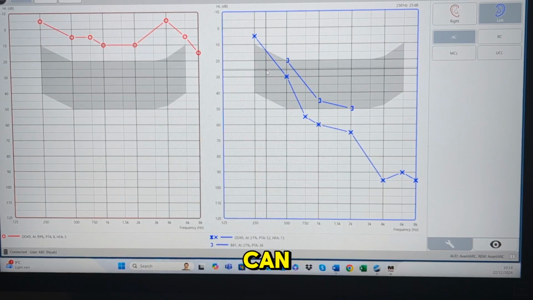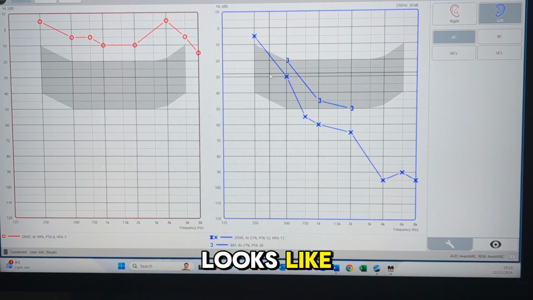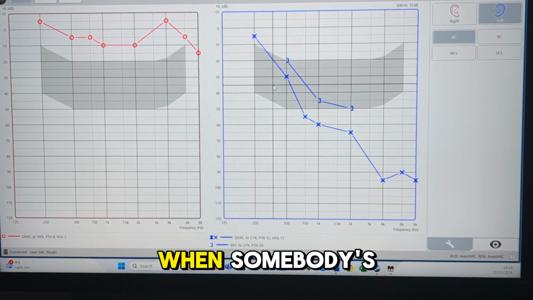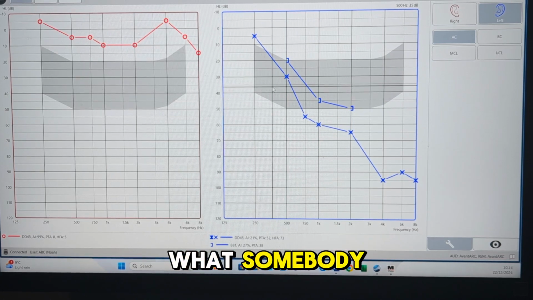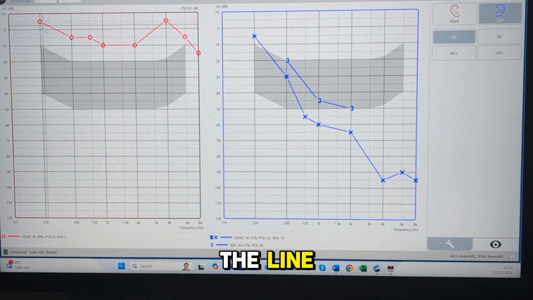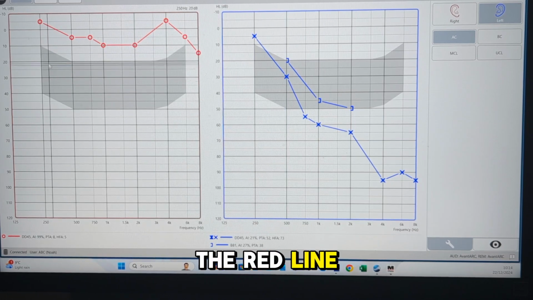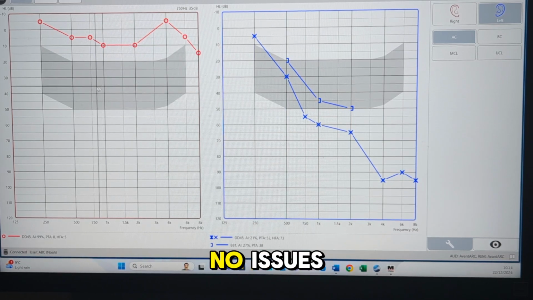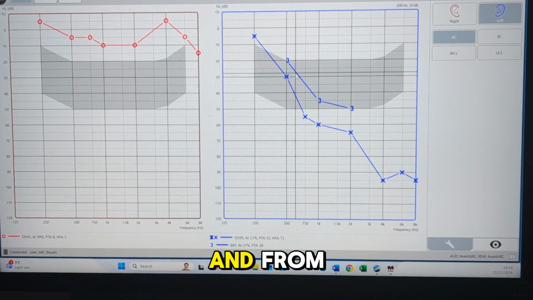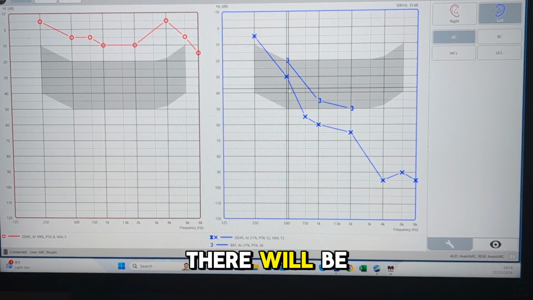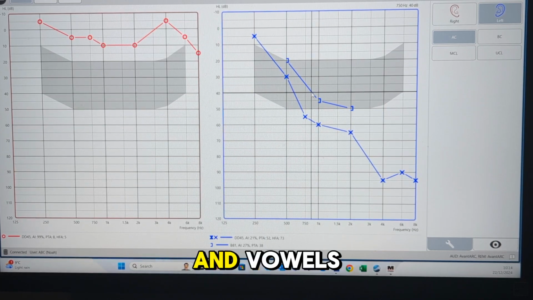And that we can see from this gray shaded area, which is called a speech banana. It looks like a smile, but the speech banana is where, when somebody's talking, their voice would appear on the graph. In order for you to capture what somebody's saying in all the phonics, ideally the line should be above it, as it is in the right ear, as you can see with the red line, comfortably above the speech banana. No issues expected from the right side when we run the simulation from the right side. And from the left side, yes, there will be a stark difference in terms of clarity and vowels.